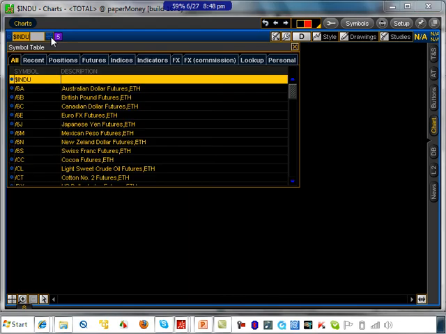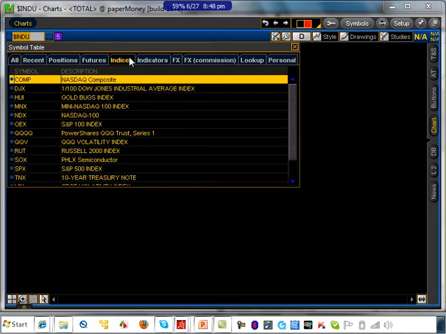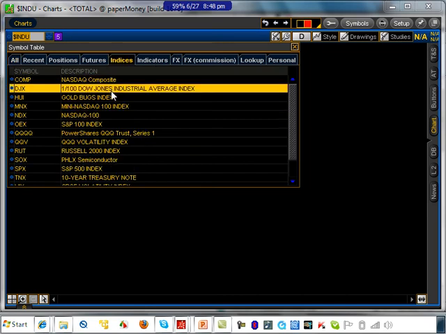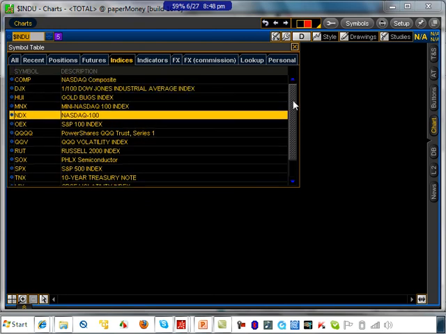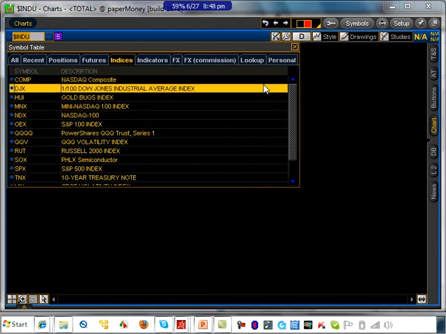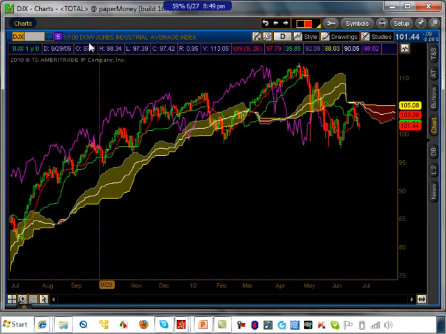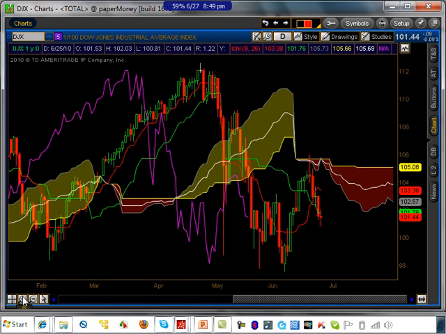It's popping up here. Let me see. Indexes. There's a NASDAQ. Let's just look at the Dow. For some reason, the Indu is not in there, or I'm mistyping it.